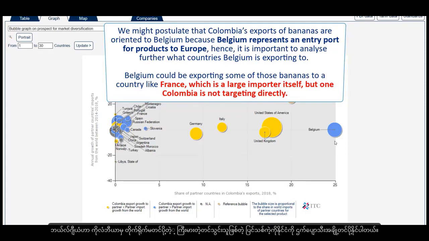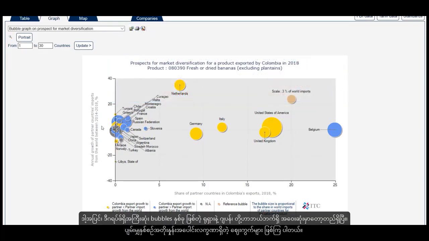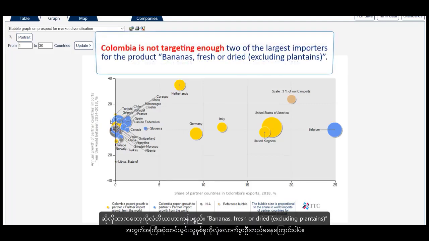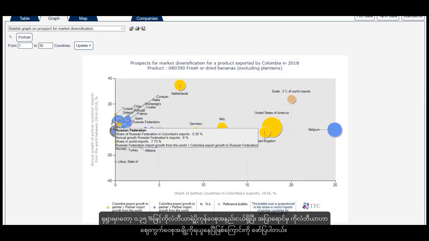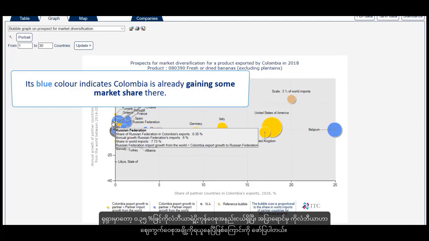Belgium could be exporting some of those bananas to a country like France, which is a large importer itself, but one Colombia is not targeting directly. Moreover, 2 of the biggest bubbles in the graph, the Russian Federation and Japan, are markets located furthest to the left and with positive average annual growth rate. This means that Colombia is not targeting enough 2 of the largest importers for the product, bananas, fresh or dried, excluding plantains. Russia has a small share in Colombia's exports, in this case 0.35%. However, its blue color indicates Colombia is already gaining some market share there.